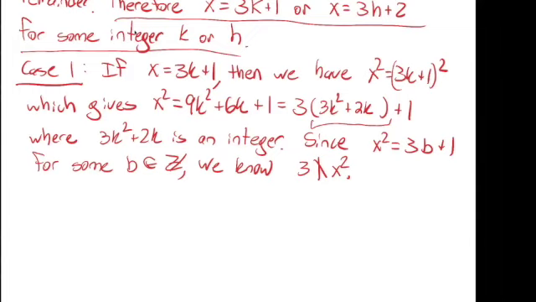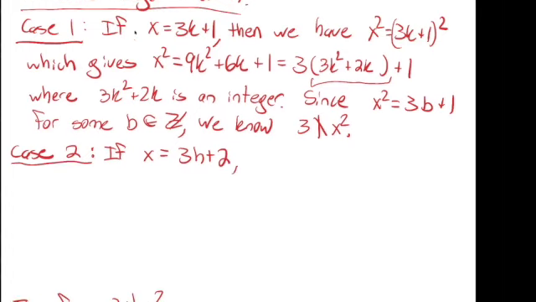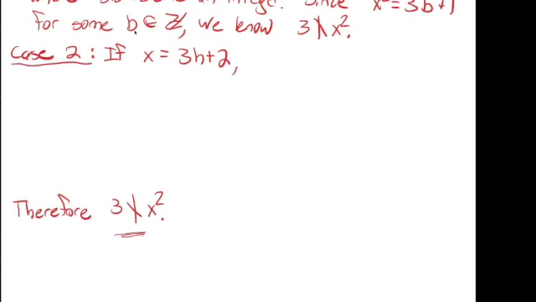Any questions? Okay, so I'd like you guys to try walking through the second case and see if you can get a similar result. The second case would be that x is actually 3 times some integer plus 2. And again, I'd like to show how we can get to that point, and if we can show that for both of those cases, then we're done.